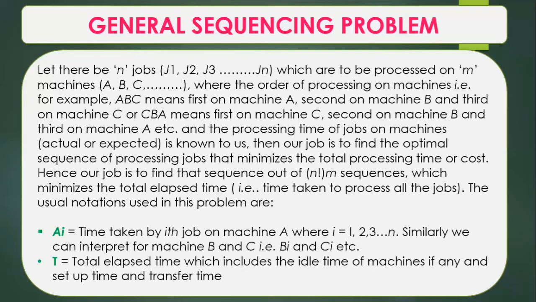The usual notations used in this problem are A sub i. A sub i refers to time taken by the ith job on machine A, where i is equal to 1, 2, 3, and so on. Similarly, we can interpret for machine B and C. For example, we have B sub i and C sub i, etc. And also we have capital letter T, which refers to total elapsed time, which includes the idle time of machines, if any, and setup time and transfer time as well.